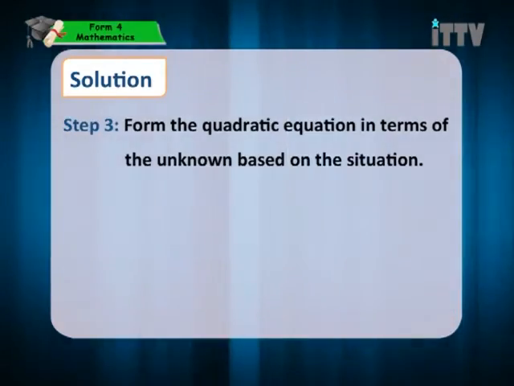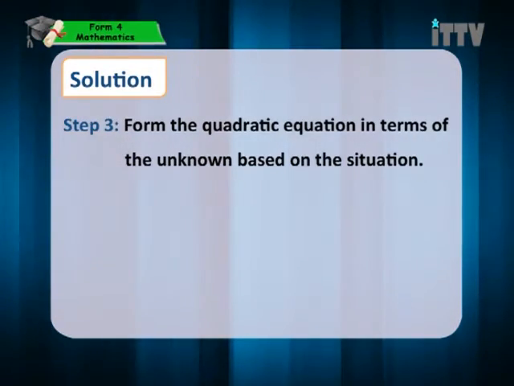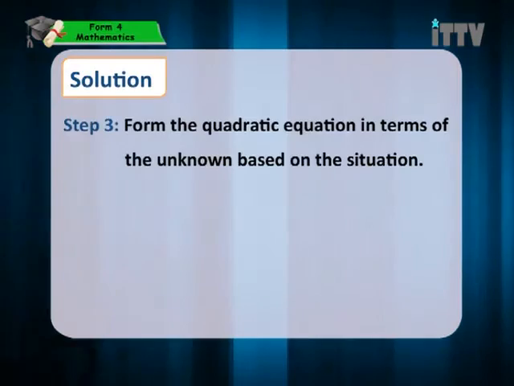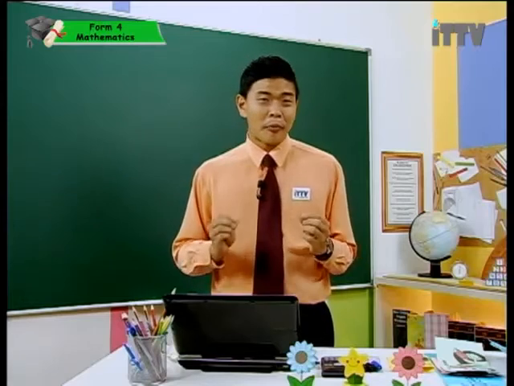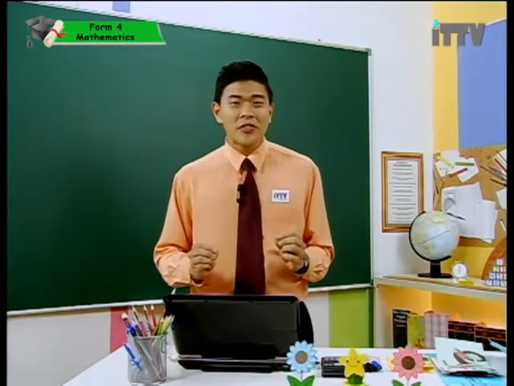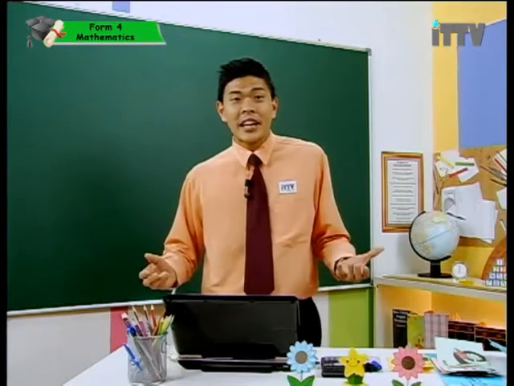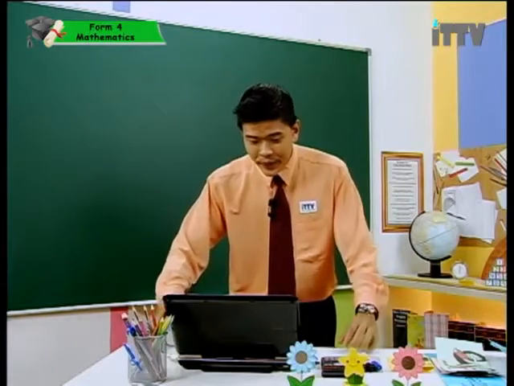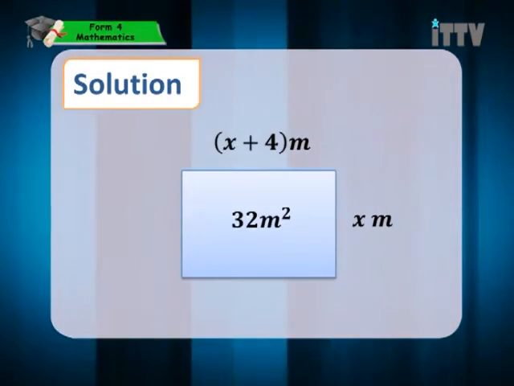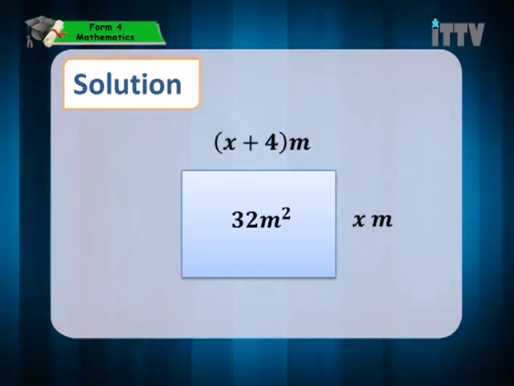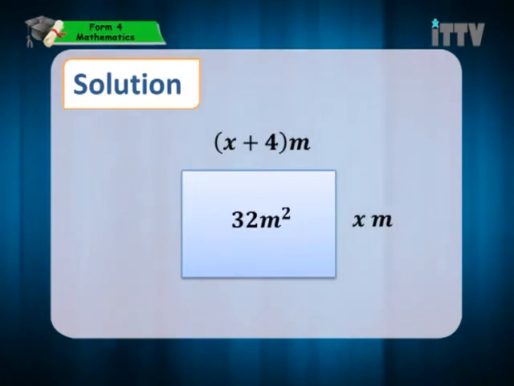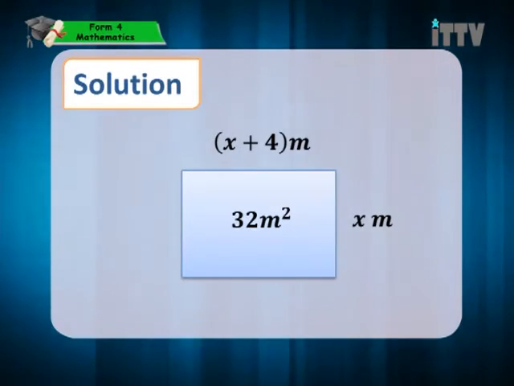In step 3, form the quadratic equation in terms of the unknown based on the situation. And now, since we have already identified the breadth and the length, remember, one more useful tip to solve such problems is always drawing or sketching, whatever it takes. In this case, a rectangle. Let's see how it looks. Now, we have a rectangular field there, and since we identified the breadth as x meters, the length of the rectangle is x plus 4 meters, and the area of the whole rectangular field is 32 meters square.